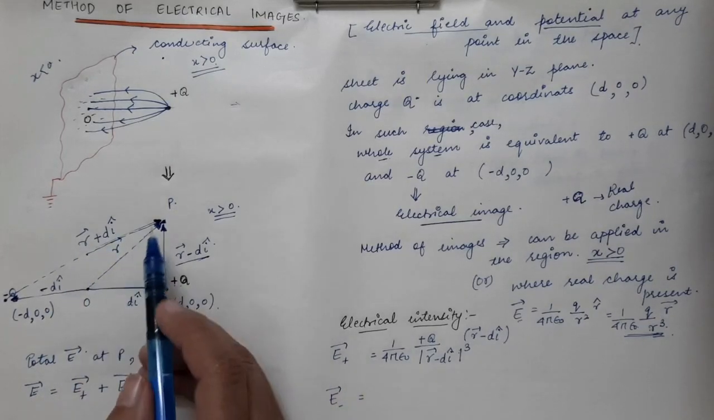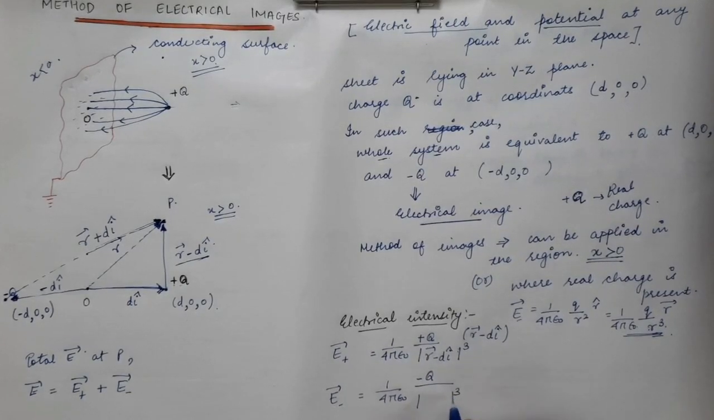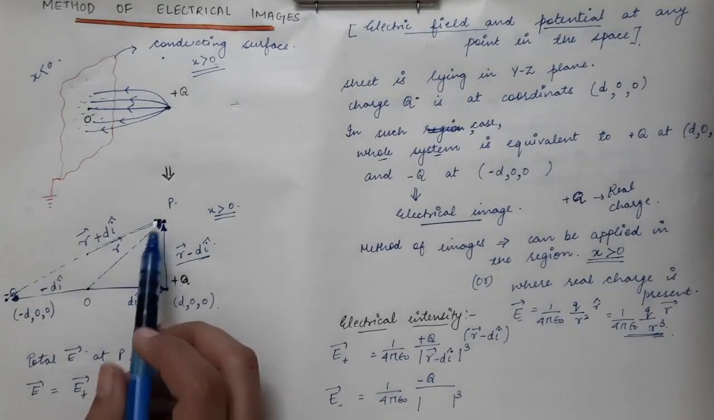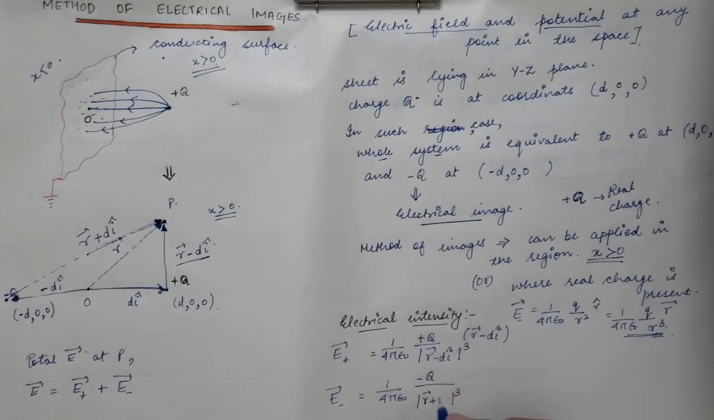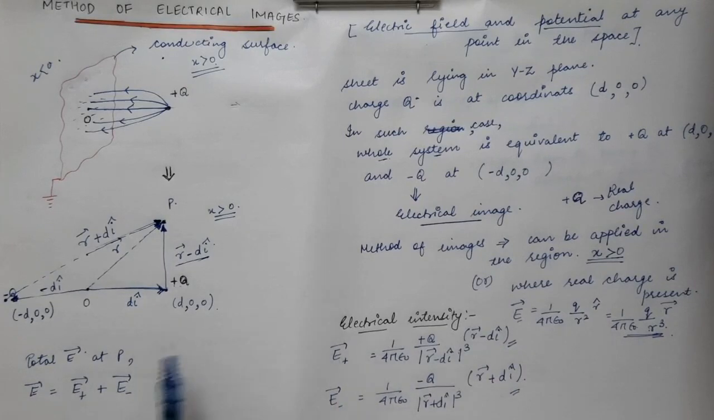So the electric field at point P due to the negative charge will be 1 by 4 pi epsilon naught times the source charge, which is minus q, divided by the cube of the magnitude of the vector from the source charge to the observation point, and that is r vector plus d i cap, times the vector itself, r vector plus d i cap. So this is the electric field. The first equation gives us the electric field due to the plus q, which is the real charge, and this equation gives us the electric field due to the virtual charge minus q.